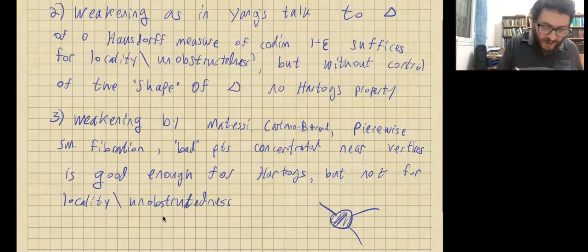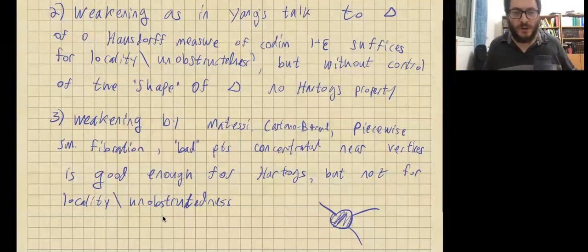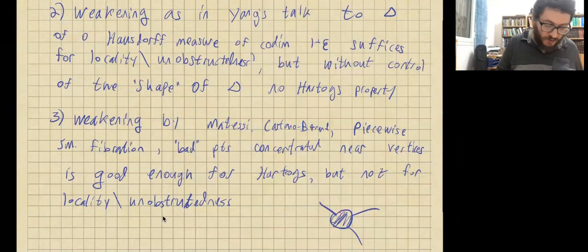Once you make that assumption, since we mostly care about the boundary of the region, we have some kind of Hartogs property. So for treating singularities, that's a good weakening. But on the other hand, maybe that's a problem from the locality and unobstructedness point of view.